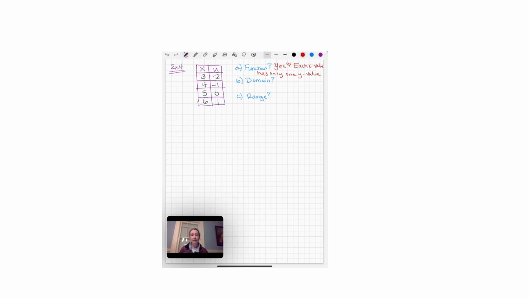I got affirmative on the function situation. We definitely have a function. Each x value only matches to one y value. Go ahead and put down my domain so you can check it when you're ready. And this is my range. Put curly brackets around them. Put commas between the numbers.